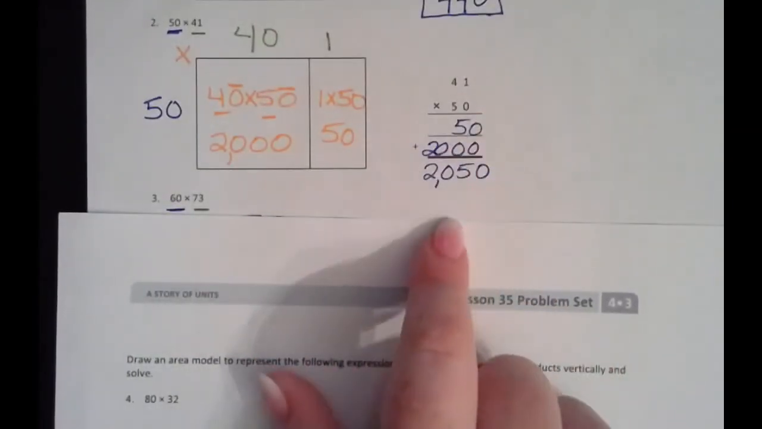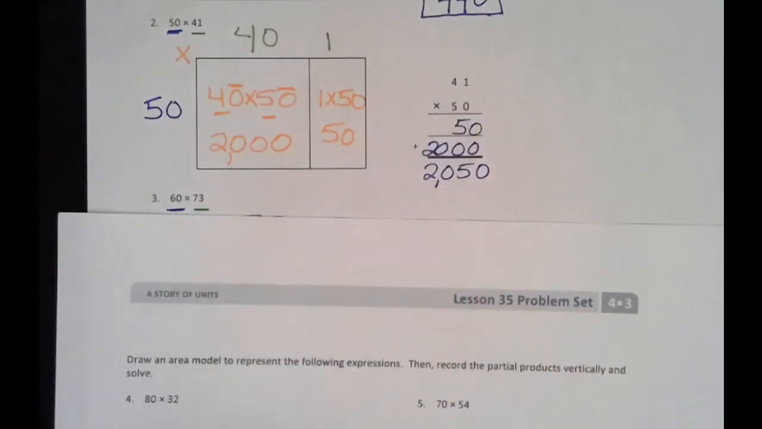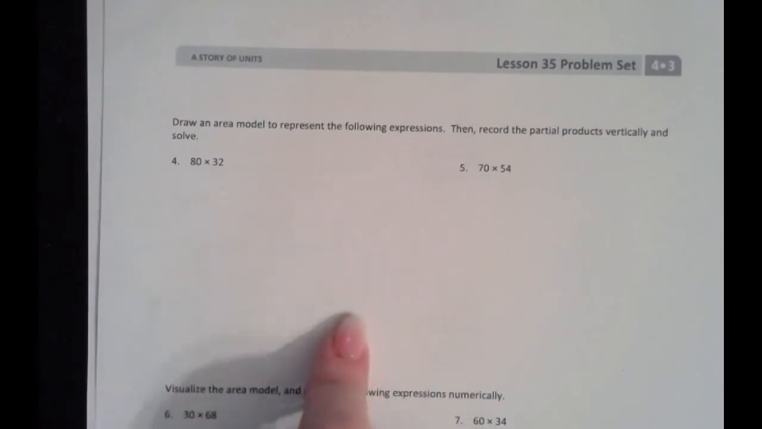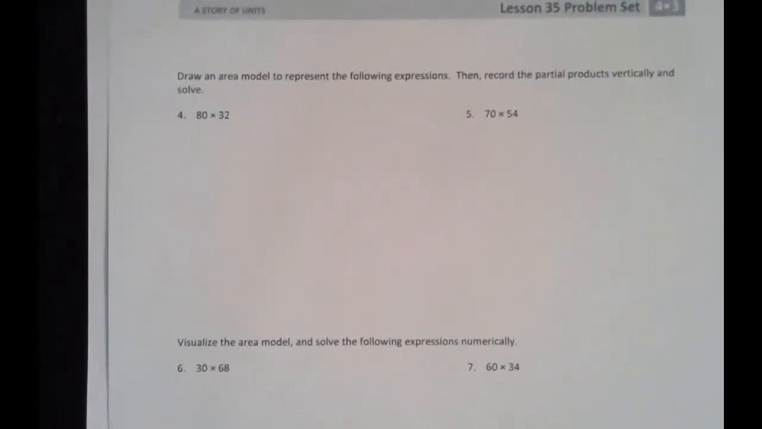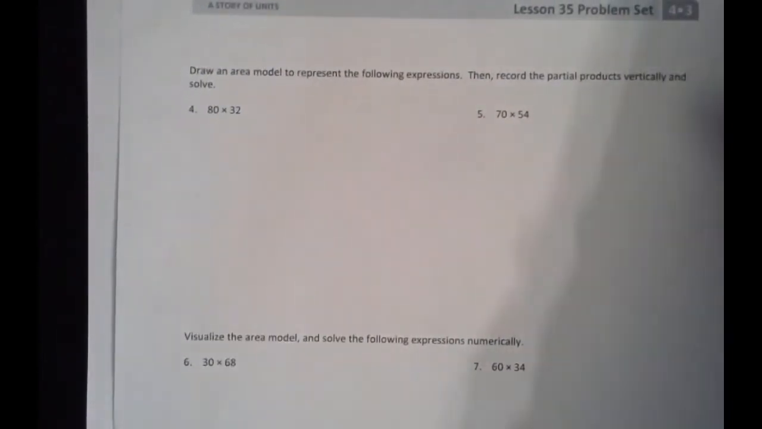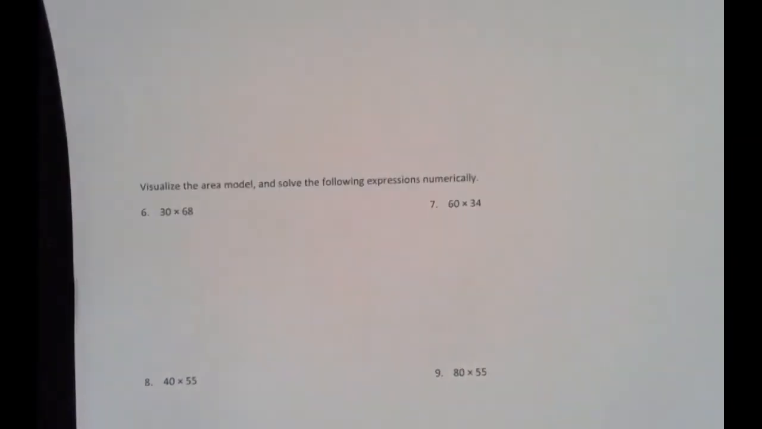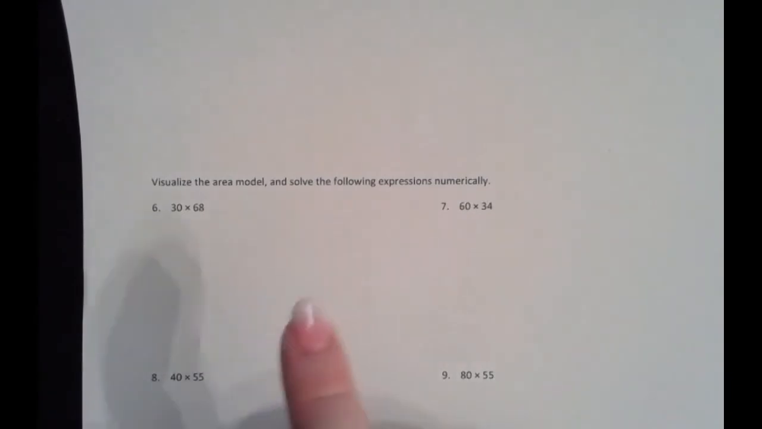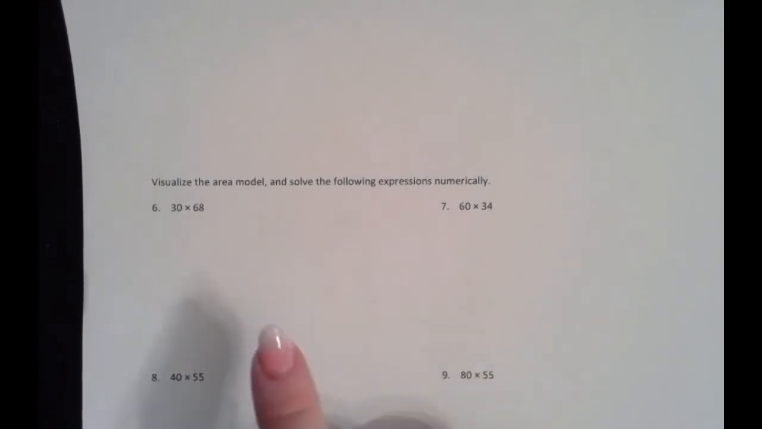When we recorded our partial products vertically, this is what it's talking about. So you're going to do those same things. You're going to have to draw your rectangles here and then record it on the side. Now down here, it asks you to visualize the area model. Well, in order for us to best visualize that area model, I do want you to go ahead and draw it. Okay, draw it, label it, and then record it vertically. Tomorrow when we do the standard algorithm, the vertical recording of your partial products will make a lot more sense. Okay, so just bear with me today, and I promise you it's going to make a lot more sense.